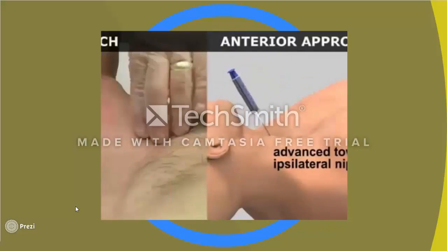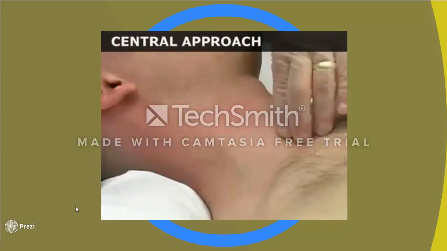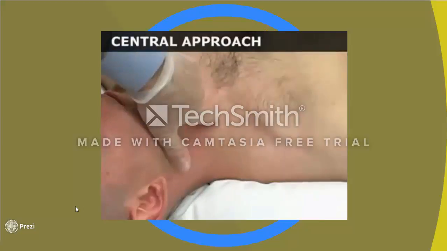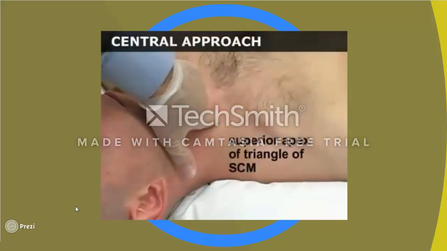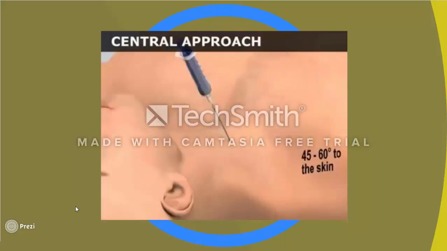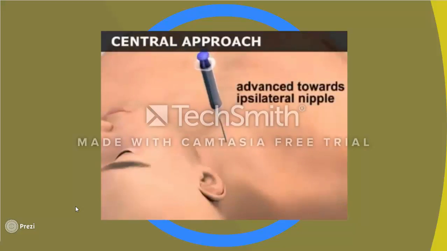For the central approach, establish the location of the sternal and clavicular bellies of the sternocleidomastoid. Needle entry occurs in the superior apex of the triangle formed by these muscles. The needle is held at a 45 to 60-degree angle to the skin and is advanced toward the ipsilateral nipple.